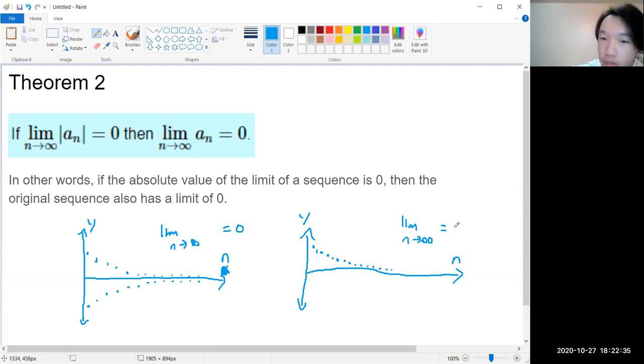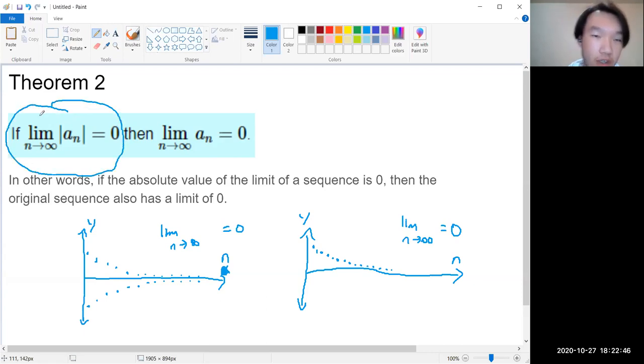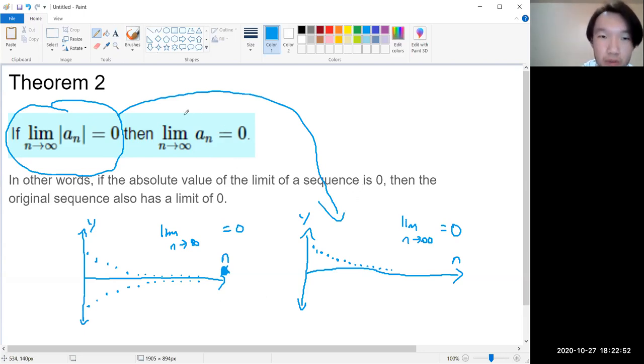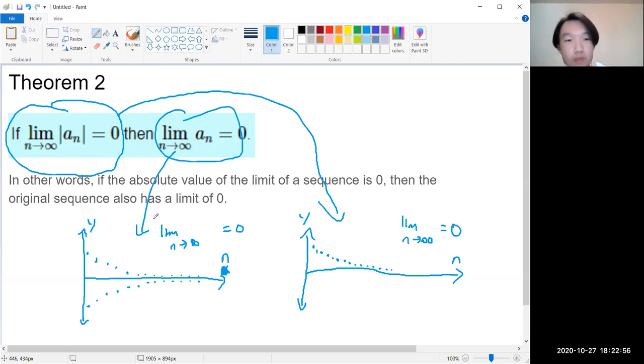So you can still see that it's going to 0, right? So that's just an illustration as to what this theorem is saying. If you have the absolute value of a limit, which is this one right here, if that goes to 0, then the original one will also go to 0. So the original one was this one, okay? All right, so that's an illustration of that theorem. Moving on.